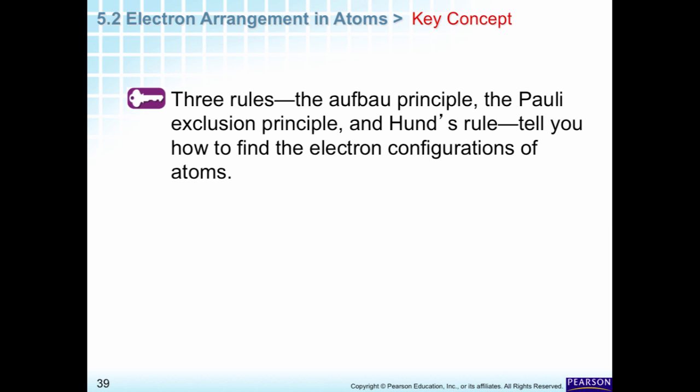3 rules. The Aufbau principle, Pauli exclusion principle, and Hund's rule tell you how to find the electron configuration of the atoms. Make sure you know those 3 rules inside out and what they mean.